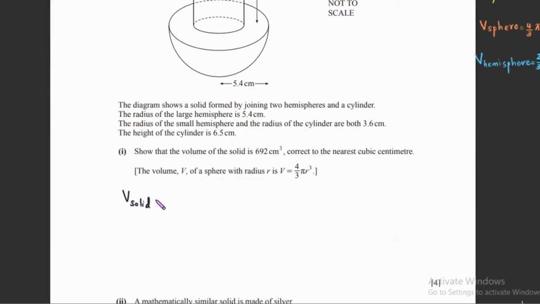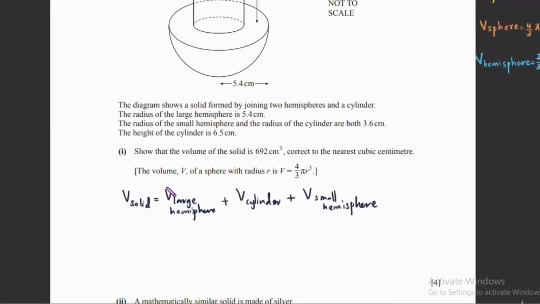So then in this case, the volume of this solid will be equal to the volume of the larger hemisphere plus the volume of the cylinder that we have in the middle of the two hemispheres plus the volume of the smaller hemisphere. So we need to add all these three together. This will give us the volume of the solid.